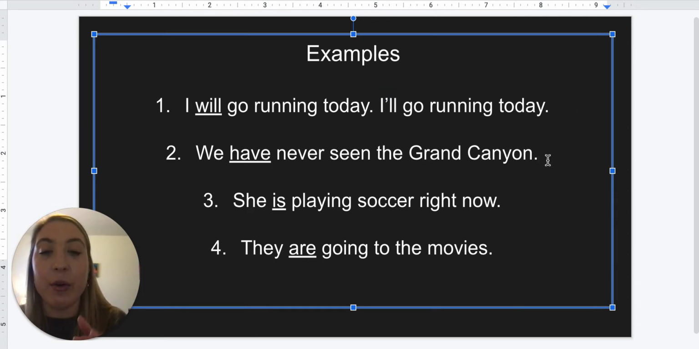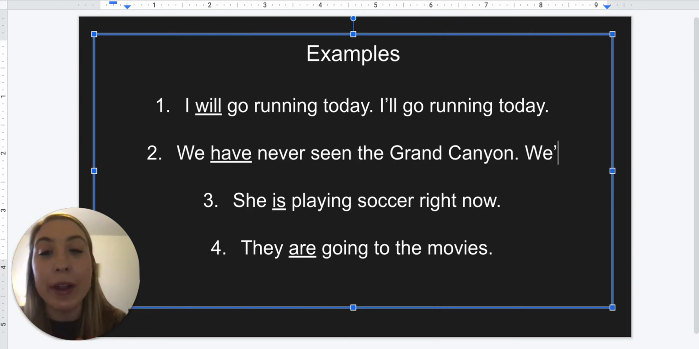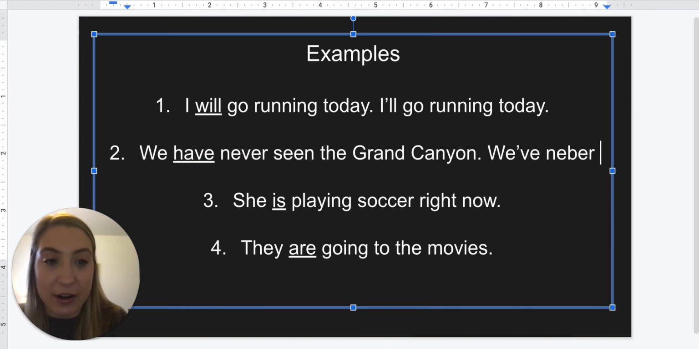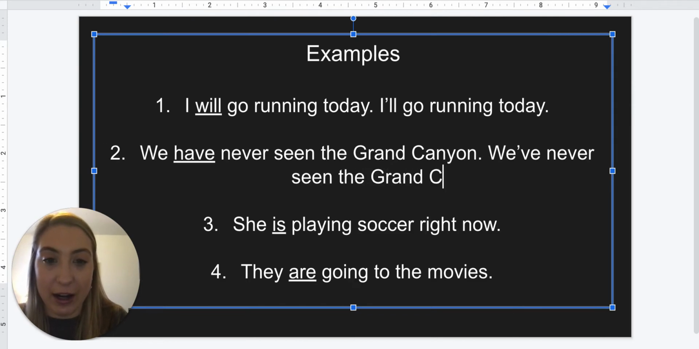So then we have, we have never seen the Grand Canyon. Remember, pronoun stays the same, we, and then we add an apostrophe after the pronoun. So will and have are going to be the same because for have, the H and A turn into the apostrophe, and I keep the VE ending. So we've never seen the Grand Canyon.